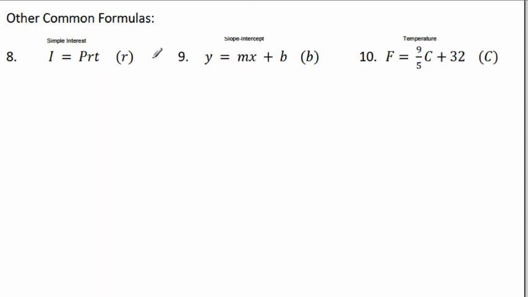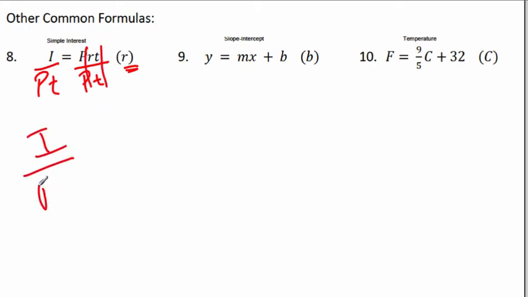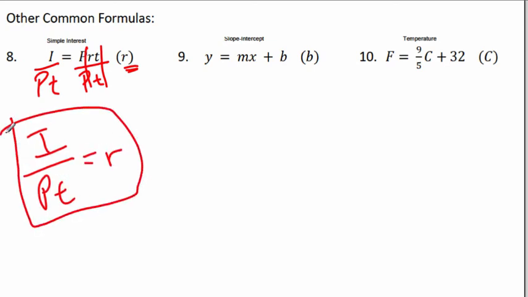So 8, we want to solve it for r. So r is right here. Let's divide by pt. Divide by pt. Because look, you have 3 things being multiplied. It's r times p times t. What's the opposite of multiplying? Dividing. So we can divide by pt. The p's cancel, the t's cancel, doing it all in one step. So I over pt is going to equal r. Formula for simple interest.